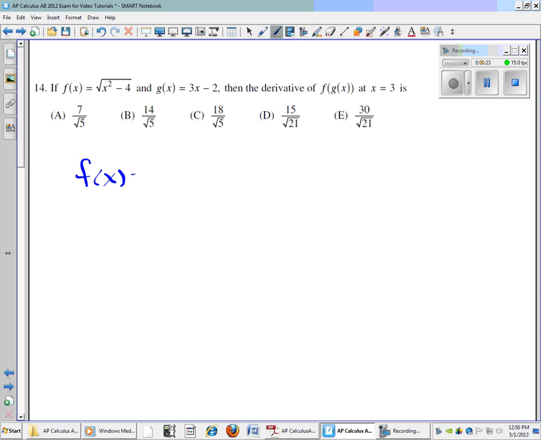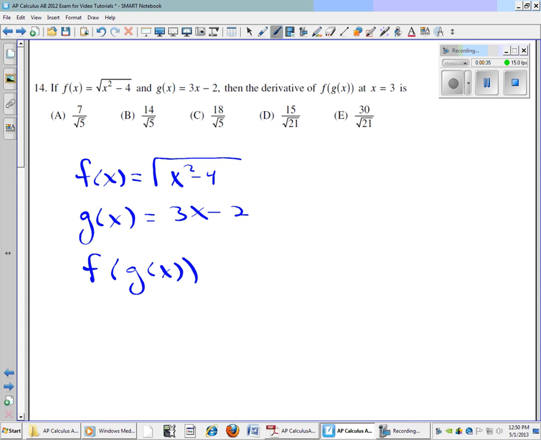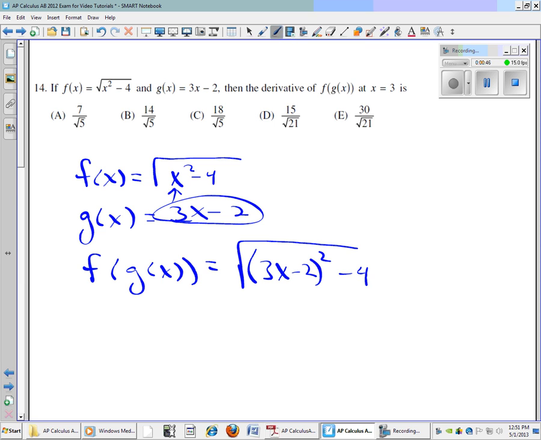f of x equals the square root of x squared minus 4. g of x is equal to 3x minus 2. f of g of x will be the square root, and we're going to substitute in the 3x minus 2 for the x. So we'll get the square root of (3x minus 2) squared minus 4. And we can simplify.